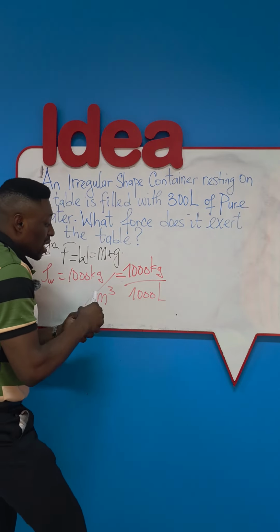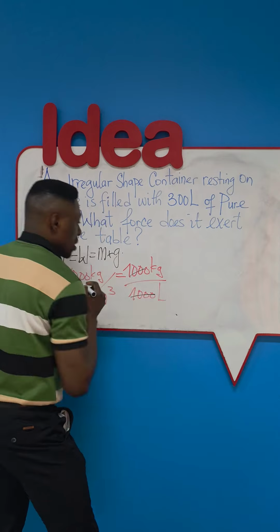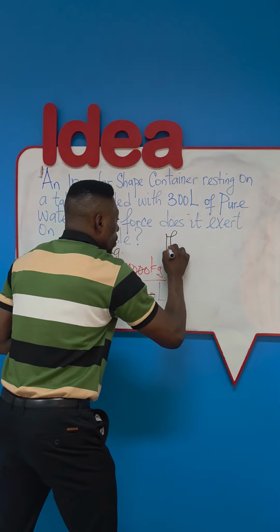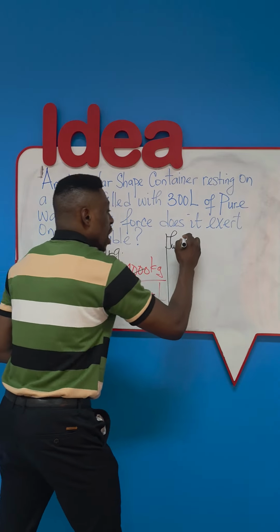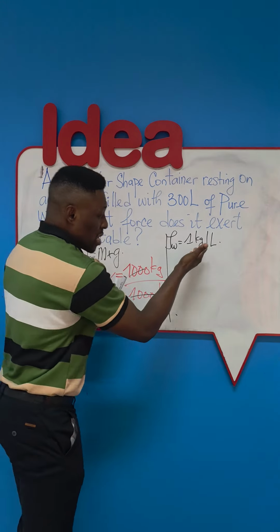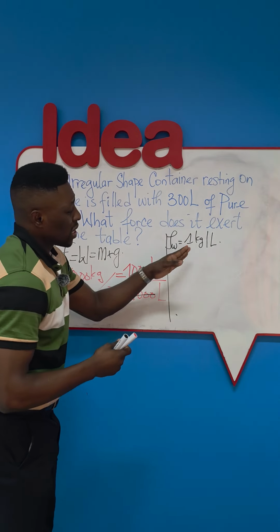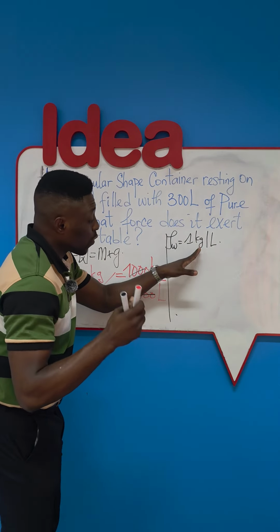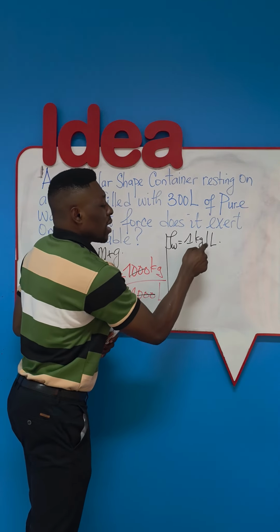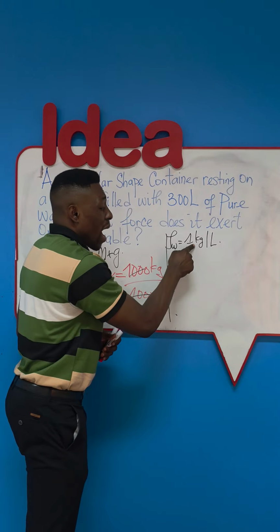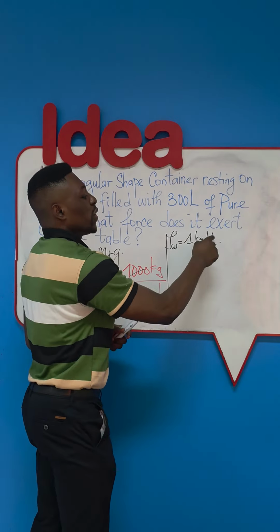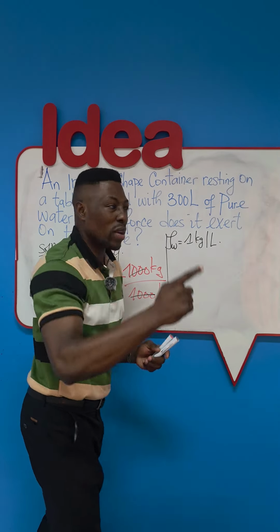Now, this being said, you can clearly see that 1,000 cancels out 1,000. And at the end of the day, the density of pure water can also be expressed as 1 kilogram per liter. Again, what can we deduce from this information? What we are trying to prove here is the fact that 1 liter of water will have a mass of 1 kilogram, or every 1 kilogram of water fills a volume of 1 liter.